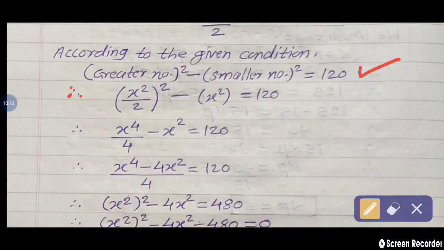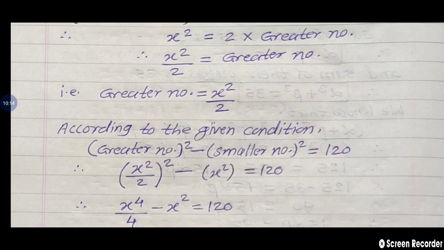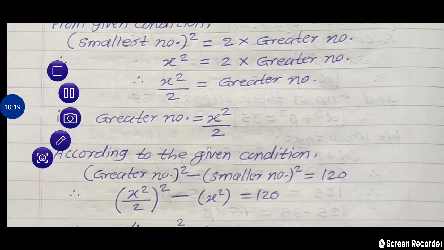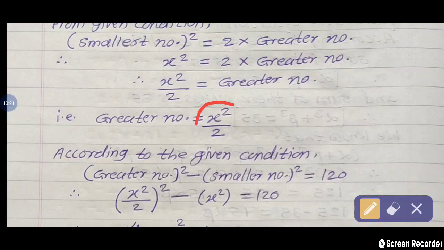Therefore, what is the greater number? Check there in the above step. The greater number is x square upon 2, that we are substituting here. We are making the square of this greater number, so that's why we are substituting that number in brackets. So the greater number is x square upon 2, whole bracket square, minus the smaller number, which we are considering as x. So we are making the square of the smaller number, that is x square, is equal to 120.